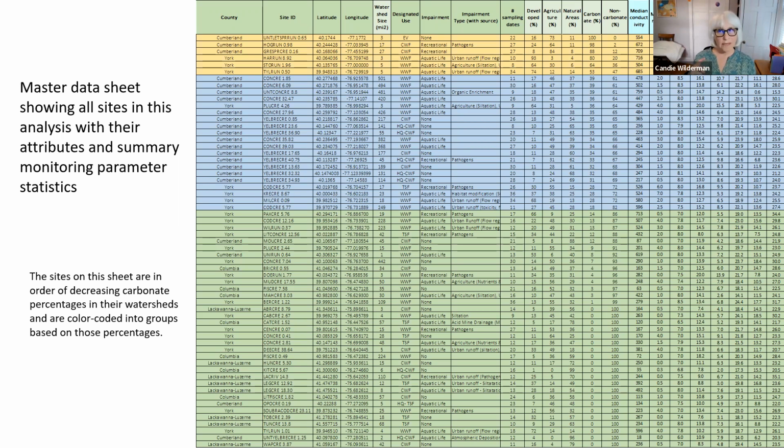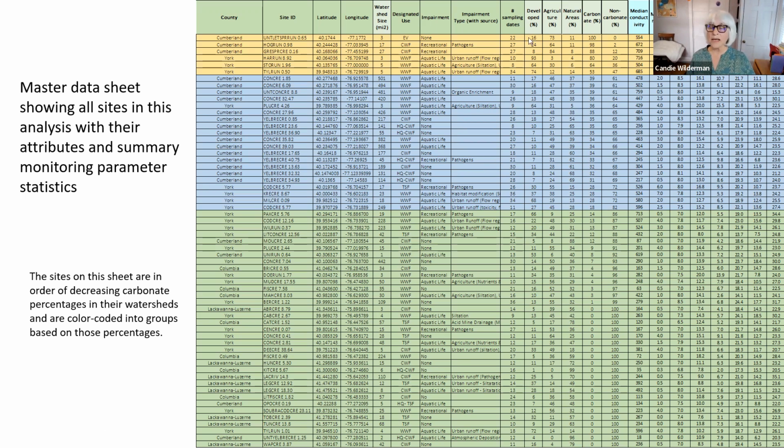And we're looking at things like what is the median conductivity at each site, the median nitrate, the median pH, and it goes on. I'll talk a little bit more about the IQ temp later on. The sites on this sheet, I have sorted them in terms of decreasing carbonate percentage. So if you look at this column where my cursor is, you can see that it goes from 100% carbonate all the way down to 0%. This whole spreadsheet then has been sorted according to carbonate.